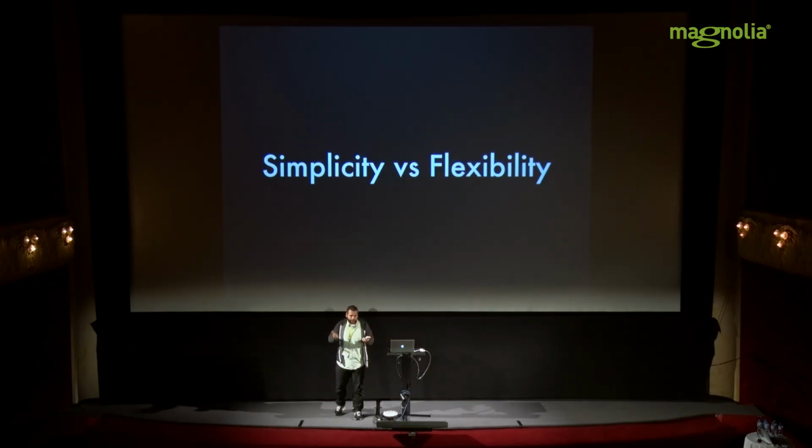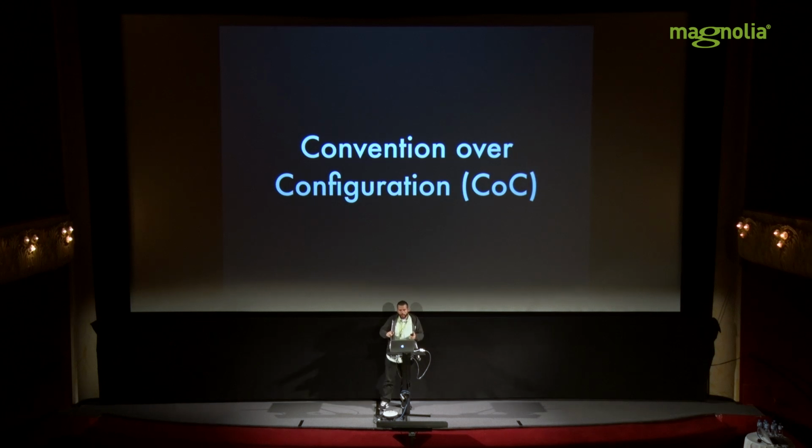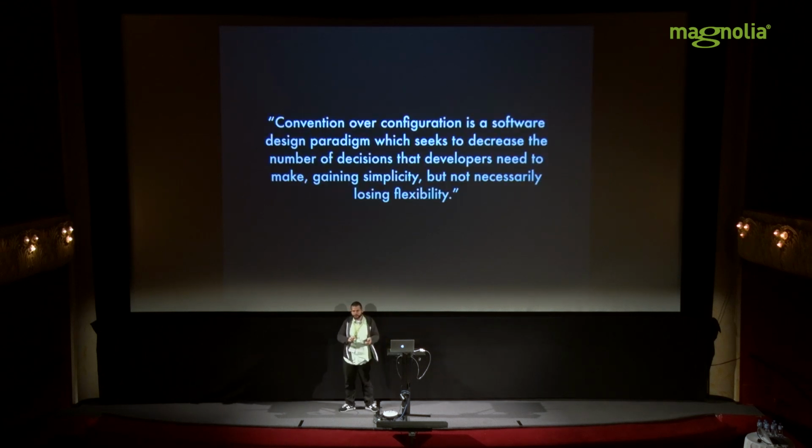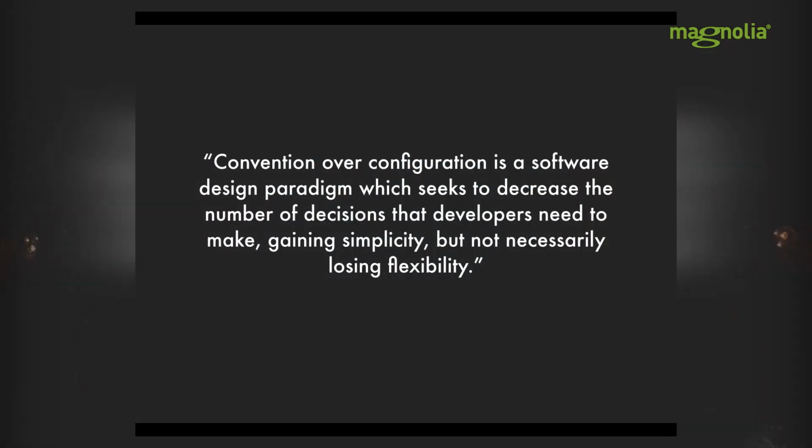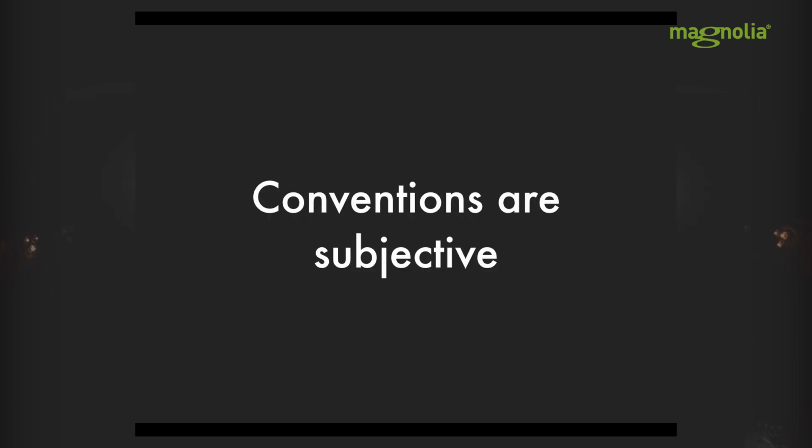But then there is always this big question. We gain all the simplicity. What happens to the flexibility that we get from Magnolia? And this is why this convention comes with the concept of convention over configuration. It's basically a design principle that allows you to have both flexibility and simplicity. How do we implement that?